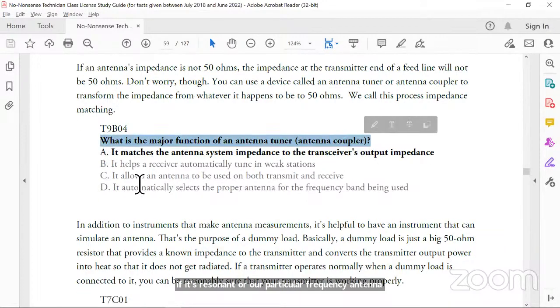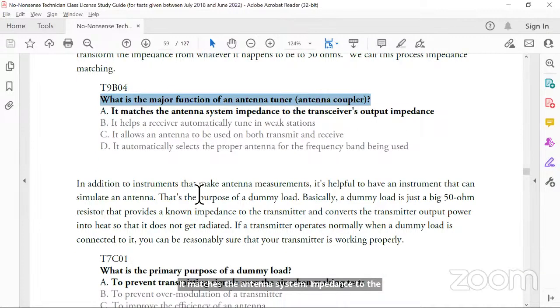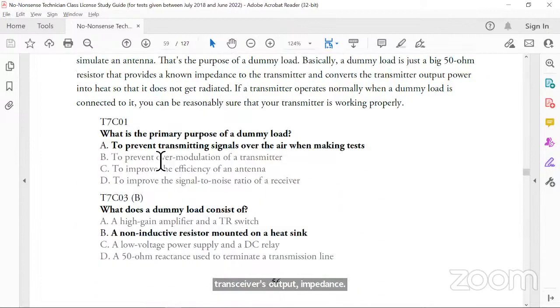Next question in the question pool. What is the major function of an antenna tuner, also called an antenna coupler? Well, hams are matchmakers, so that's the answer. It matches the antenna system impedance to the transceiver's output impedance. So that's what an antenna tuner does. We showed you a diagram where it's installed and what it's used for.